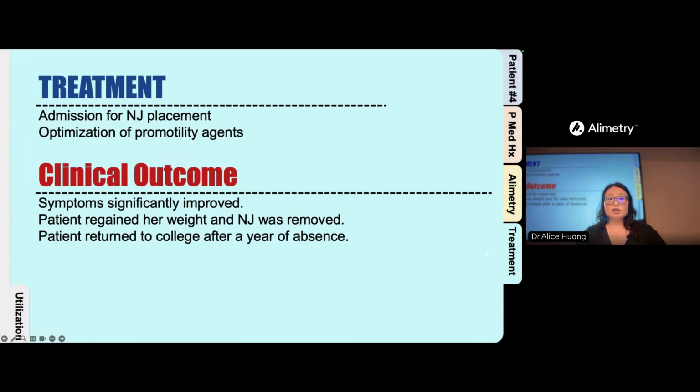Unfortunately, because of severe malnutrition, I had to do an NJ tube to bypass that area for nutritional optimization, and I optimized what I can of her pro-motility agents. After she came back all the way from the NJ and she was able to tolerate her normal diet, the NJ was self-removed, and the symptoms all significantly improved. And after a year of in and out of eating disorder units, she's actually back in college now, studying anything but medicine, but she's back in college now.